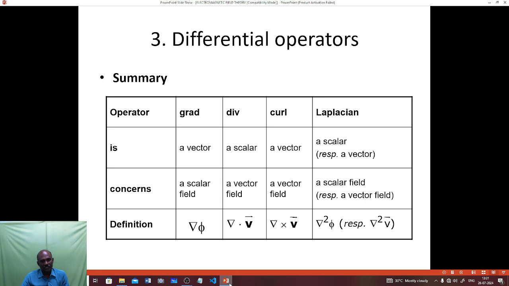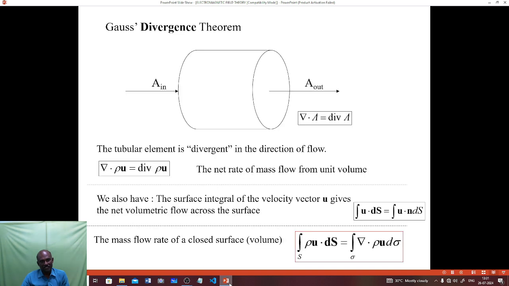Definitions: gradient is del phi, divergence is del dot V, curl of vector V is del cross V, and the Laplacian is del square phi. Here we are using the Gauss divergence theorem. Del dot A is equal to the divergence of A, using which we can find the charge density, and also relate the surface integral with the volume integral.